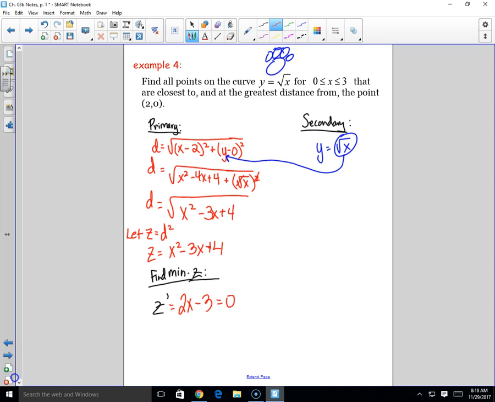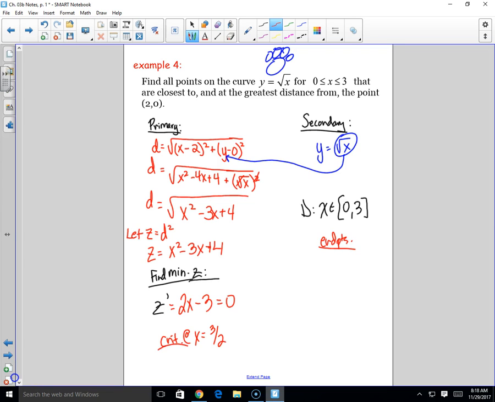And that's going to have a critical number at, careful, 3 over 2. Do I have endpoints? Remember, we always have to ask ourselves endpoints. Yep. This one tells us a domain. So therefore, the domain x is within 0 to 3. So I have to test critical numbers and endpoints.